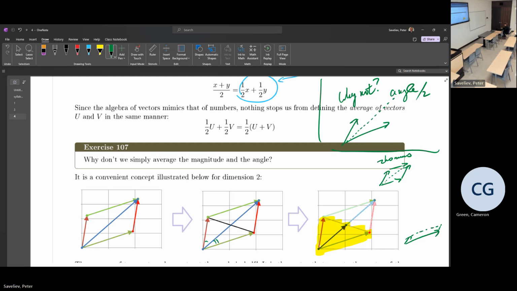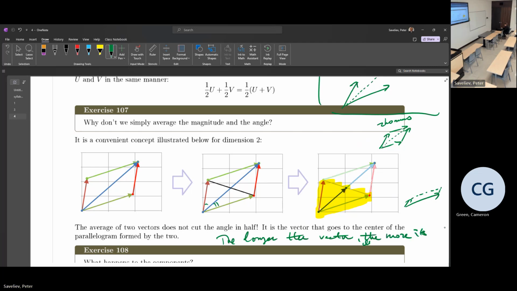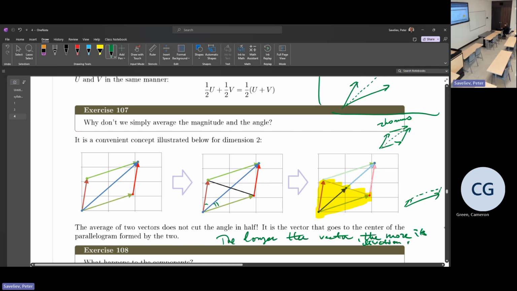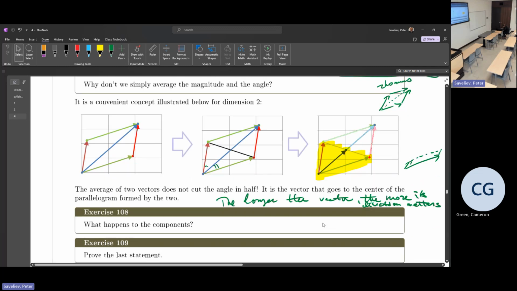So the longer the vector, the more its direction matters in comparison to the other. The shorter vector does contribute some, but because it's short, its contribution is small. So the parallelogram construction still remains. That's the average.